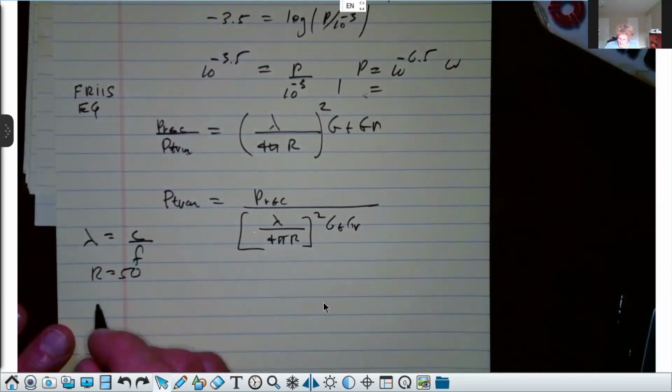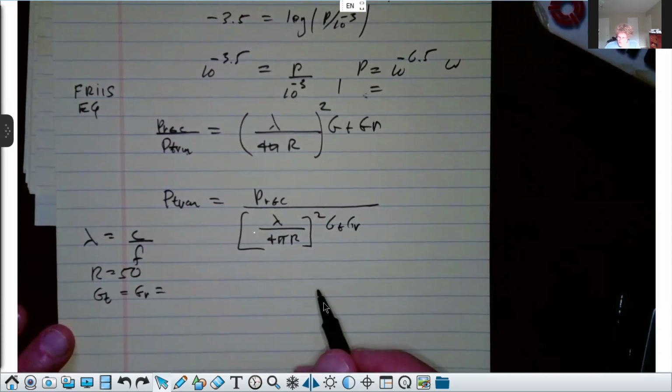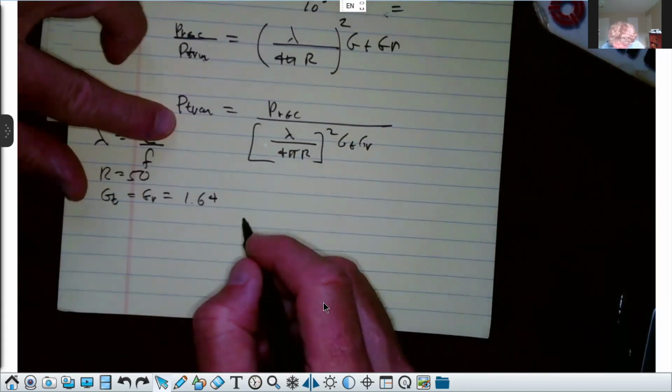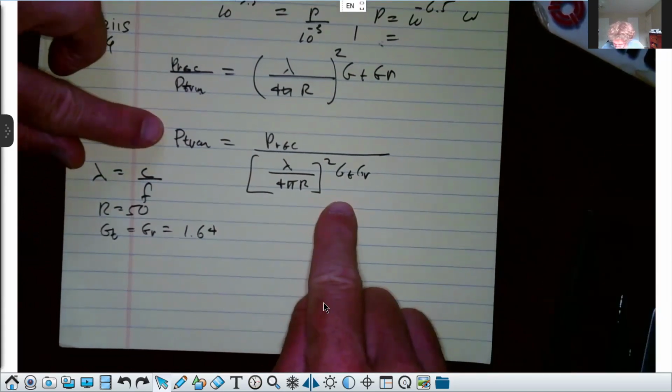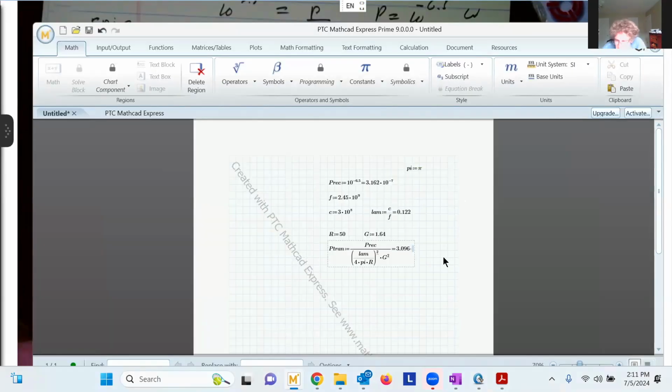Now, what is the gain of the transmitter? Which is the gain of the receiver, right? Because they're both half-wave dipoles. The maximum gain, 1.64. Now, this is the kind of problem you should know how to do without much hesitation. So now I'm going to just put this in MathCAD and solve this equation to find out what the transmitted power is. And I get 3.096 watts. He has 3.2 watts, so I'm sure it's rounded.